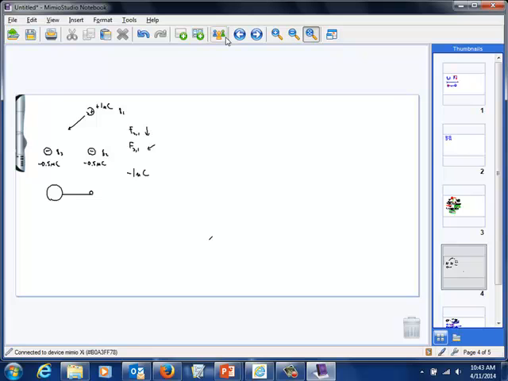So the next WebAssign, which is the first electricity WebAssign you're going to be doing, these are the kind of problems that you're going to be looking at.